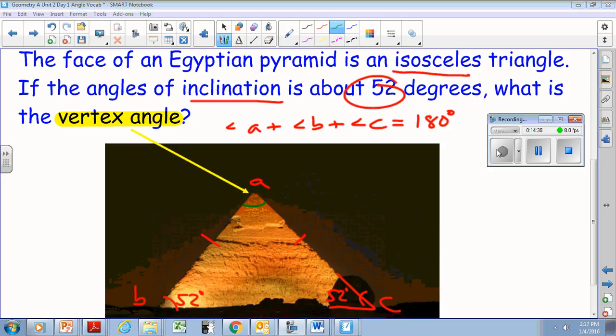All right, what's the answer for angle A? 76 is correct. All three of those numbers have to add up to 180. Anybody get a number different than that? 74. That was good.